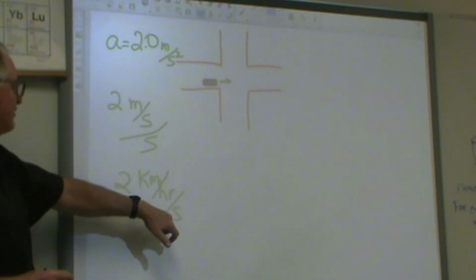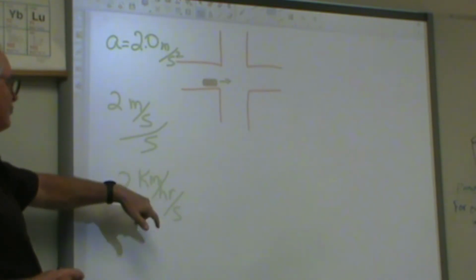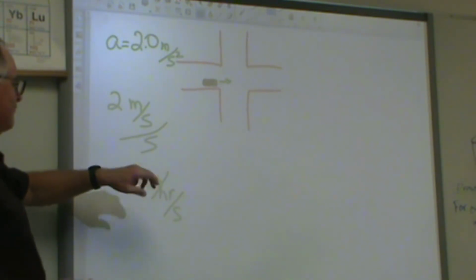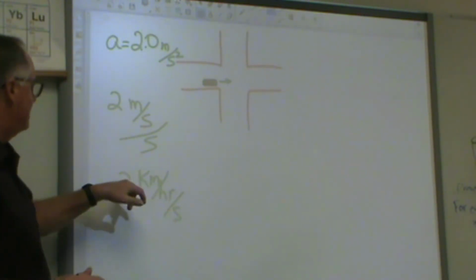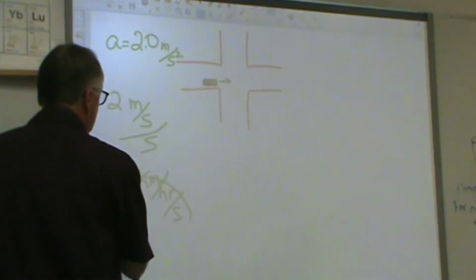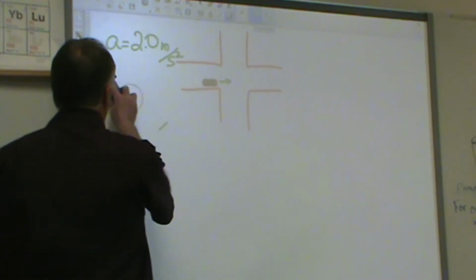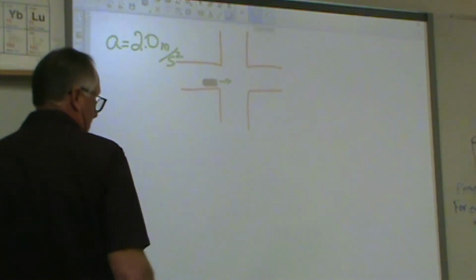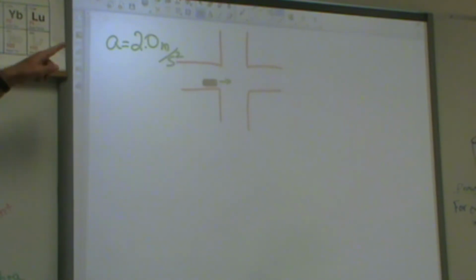Every second that it's moving, it's speeding up 2 kilometers per hour. After the first second, it's going 2 kilometers per hour. The next second, 4 kilometers per hour, 6 kilometers per hour. Every second, it's going to be going 2 kilometers per hour more. This time, it's going 2 meters per second faster every second. So 2 meters per second squared is how fast it's speeding up.